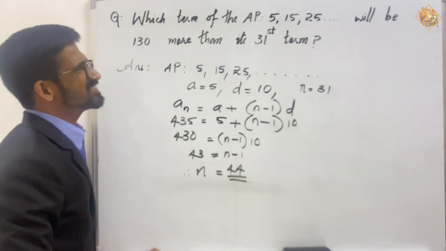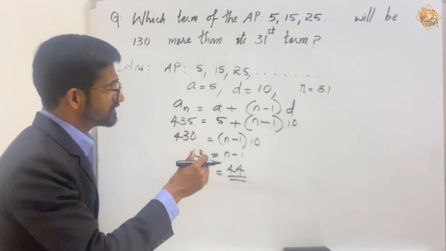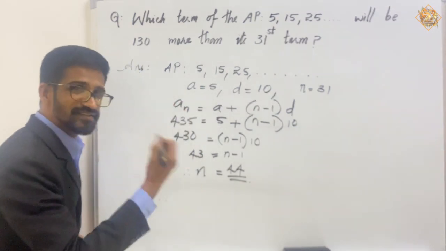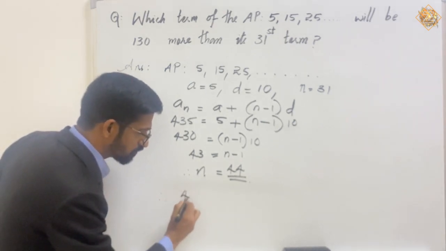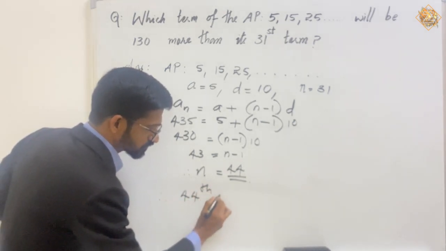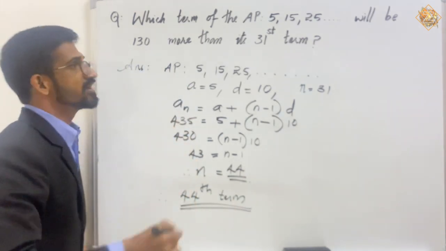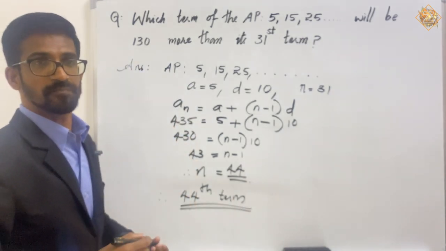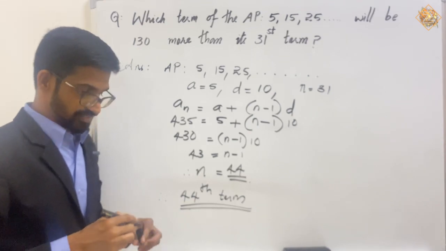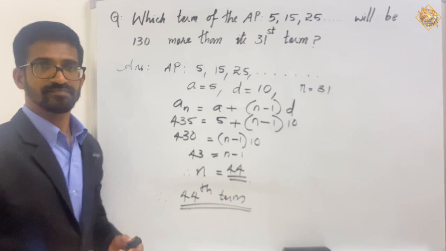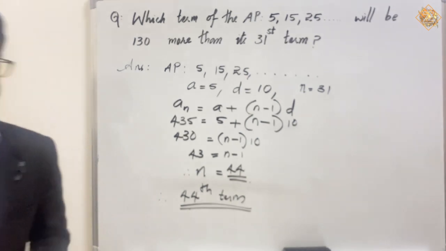So the question here is, which term of this AP is 130 more than the 31st term? Therefore, the 130 more than the 31st term is its 44th term. The 44th term is 130 more than its 31st term. This question is very important, students. Just practice well. We'll discuss one more question of the same kind. Please check your notebook.